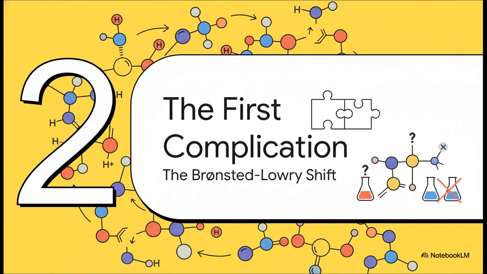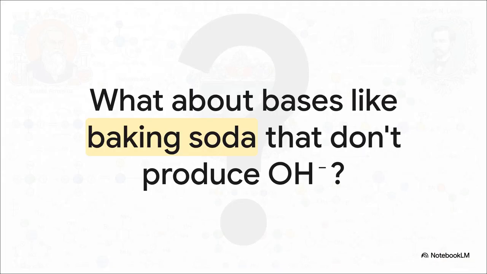And that limitation led to a pretty major puzzle. Some chemicals were clearly acting like bases, the chemical opposite of acids, but they just didn't fit into that neat Arrhenius model at all. This was a real head-scratcher for chemists. Take baking soda. It can neutralize an acid. That's a classic base move, but it doesn't produce hydroxide ions in water.